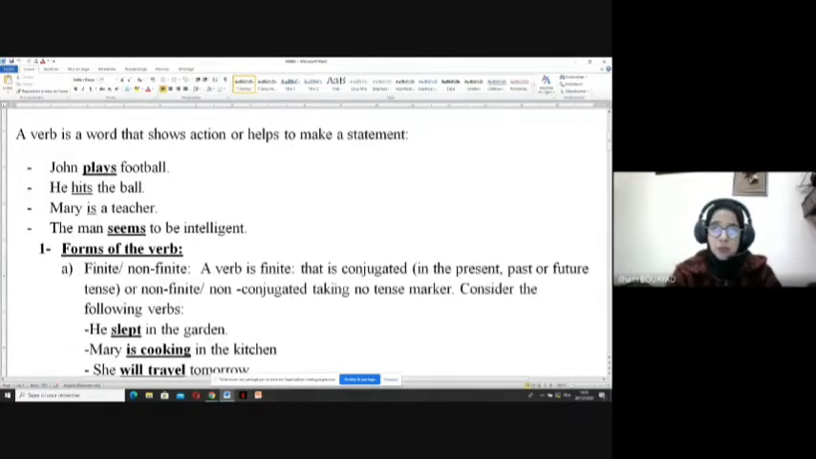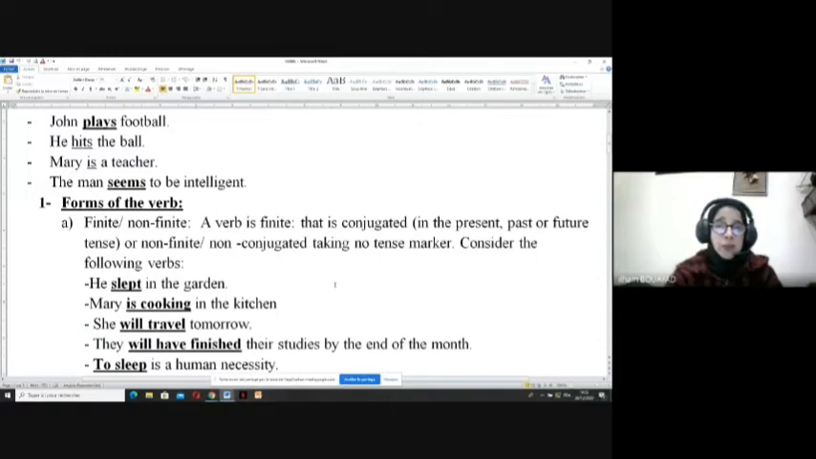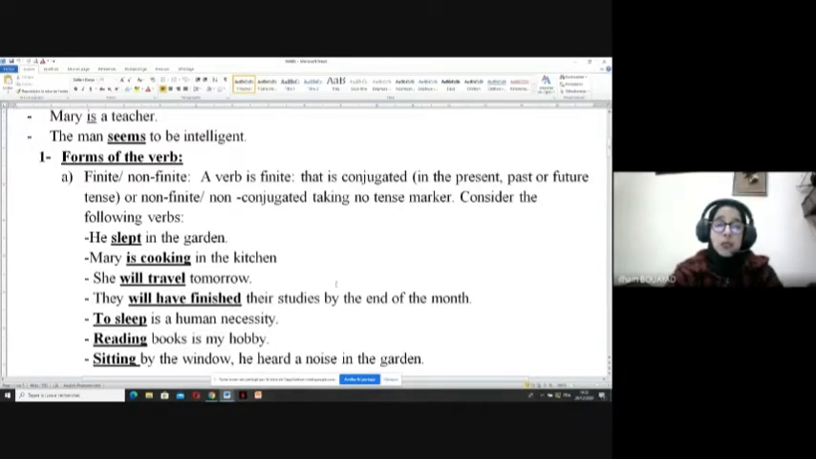We know that we can classify verbs in terms of forms, and the verb may be either finite or non-finite. A finite verb is a conjugated verb. That is, it is conjugated either in the present or the past or the future. And the non-finite verb is non-conjugated. Non-finite verbs in English are essentially infinitives, gerunds, and participles. So this is in terms of forms of the verb: finite and non-finite, that is conjugated or non-conjugated.